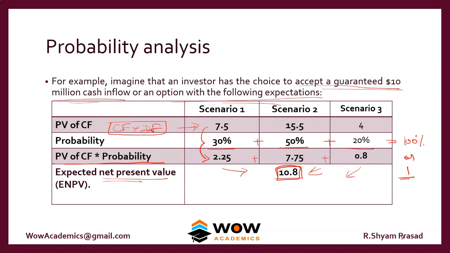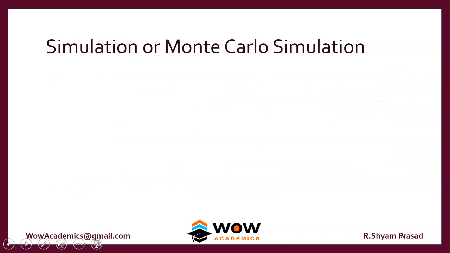So what would you do? Whether as an investor would you choose a guaranteed 10 million or whether would you like to take risk and earn 10.8? Okay, whichever you choose, both the answers are right, but still it depends upon your risk perception. If you want to take risk, you will go with this because you get an additional 0.8 for taking the risk. If you do not want to take the risk, still you can get 10 million. So it's only up to you. So that's about the probability analysis. So we'll move on to the simulation or Monte Carlo method.